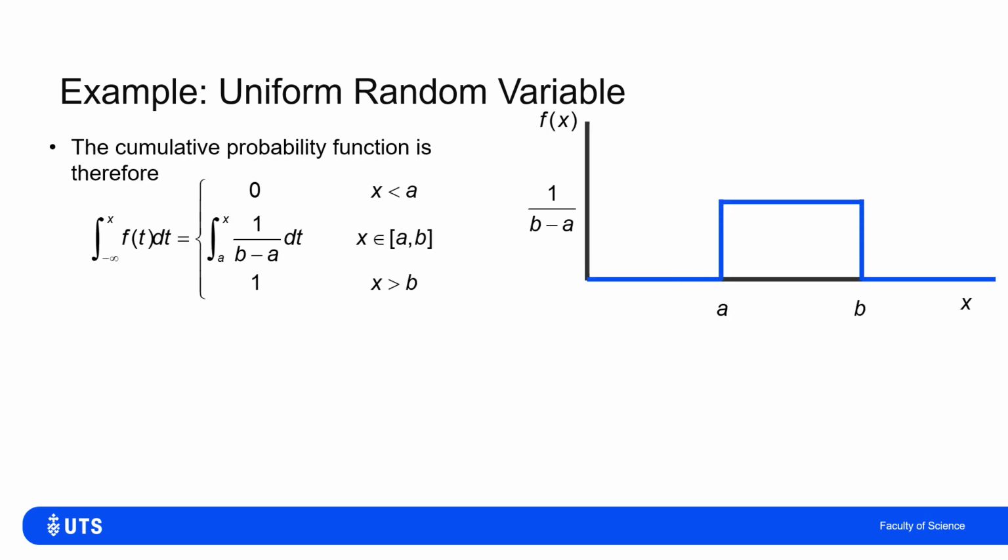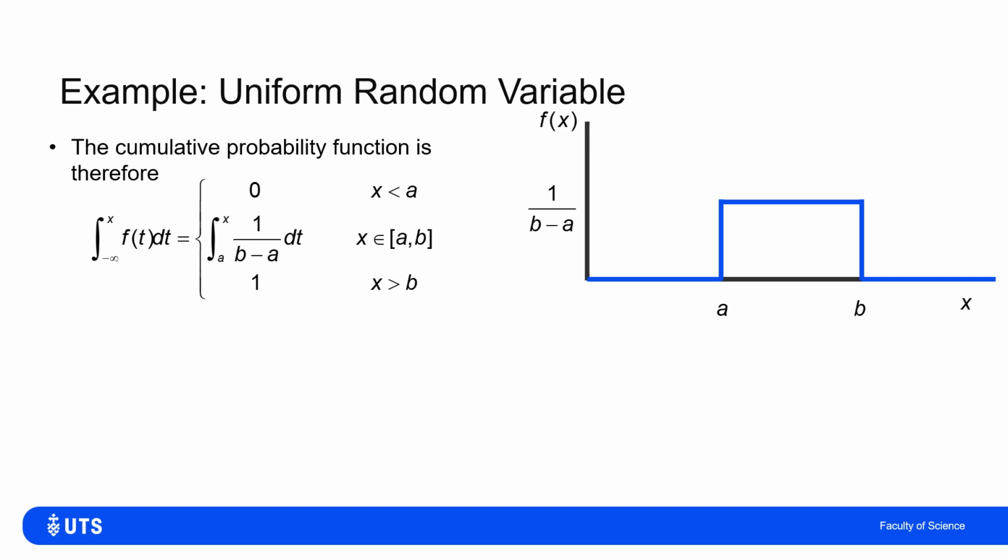If I want the cumulative probability function, there's actually 3 regions to work out, although 2 of them don't need a calculation. If I pick a point that's smaller than the smallest possible value, so less than a, the chance that my result is less than or equal to this point is 0. I cannot have an outcome smaller than the smallest possible value. If I pick a point that's bigger than b, so larger than the largest possible value, the chance that my result is less than this point is certain.